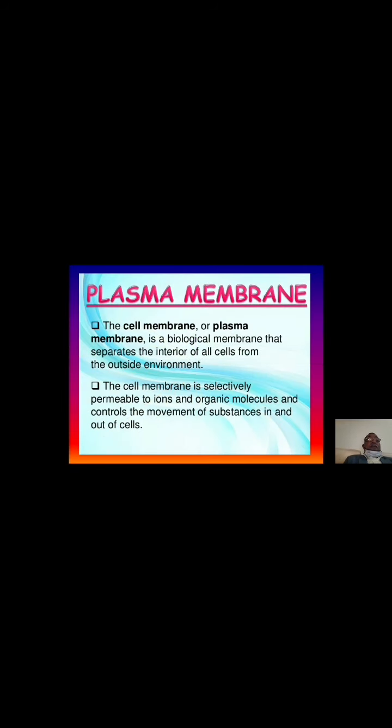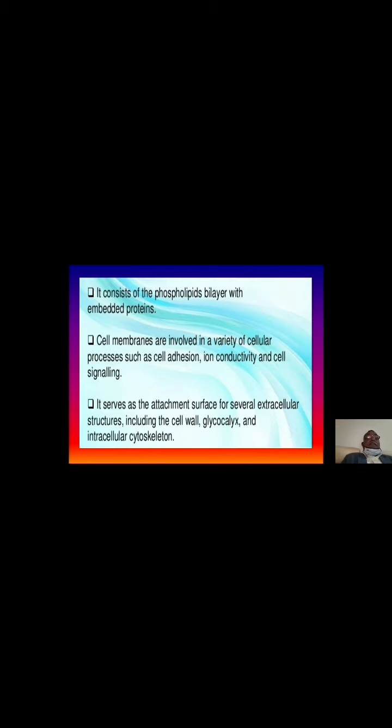Plasma membrane is the biological membrane that separates the interior of all cells from the outside environment. The second very important point is that the cell membrane is selectively permeable to ions and organic molecules and controls the movement of substances in and out of the cells.